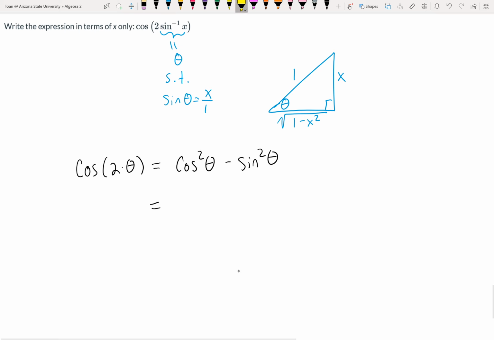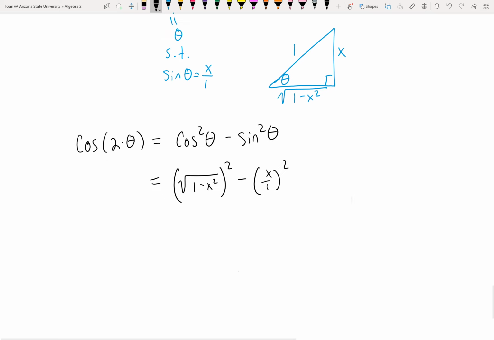How am I supposed to figure out what these are? Well, we have a complete picture, so you can just read it. Just read SOHCAHTOA: opposite, adjacent, hypotenuse. According to this picture, the cosine of this angle is adjacent over hypotenuse. So that's the square root of 1 minus x squared, and then it's being squared. Minus sine of this angle, x over 1, opposite over hypotenuse, and that's being squared.